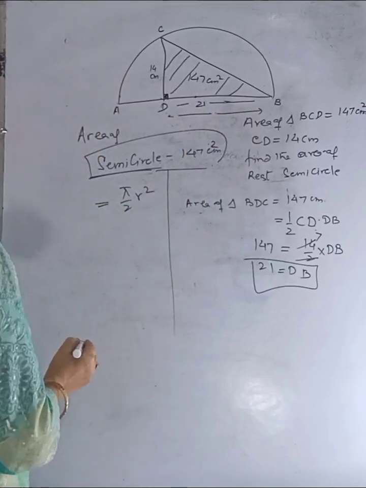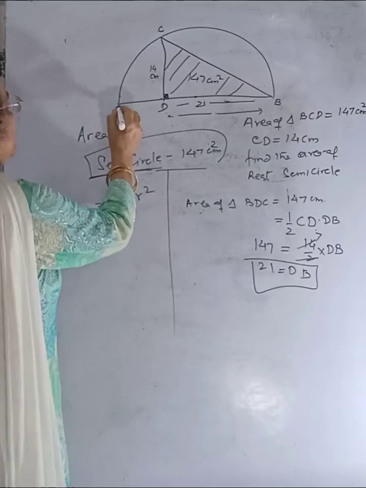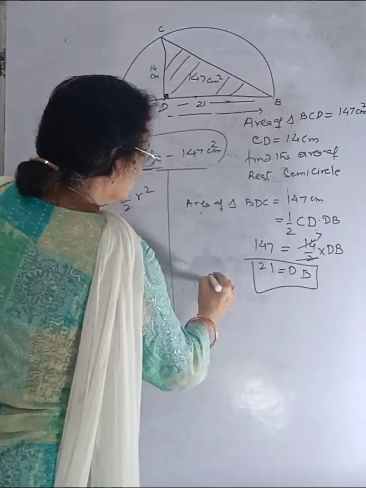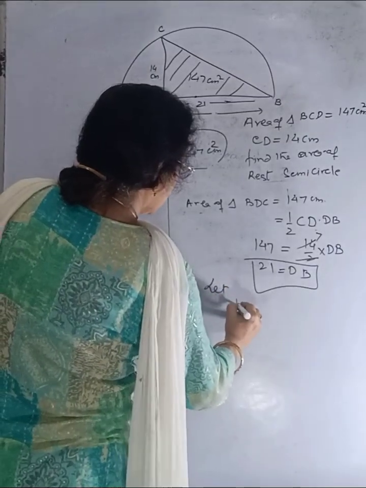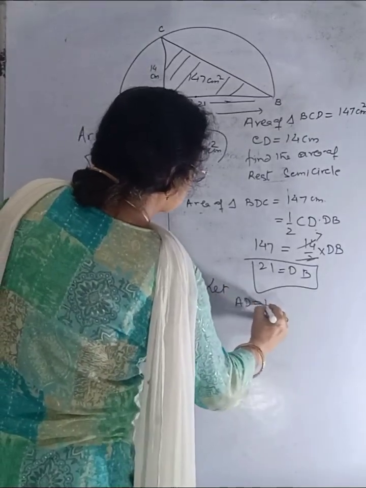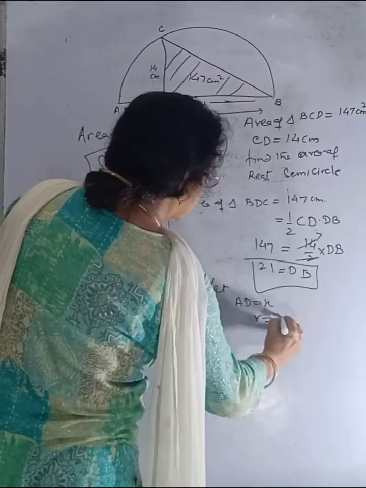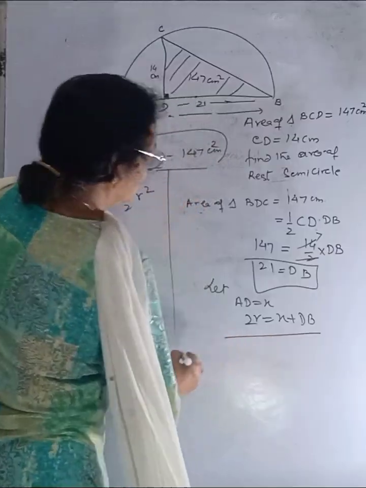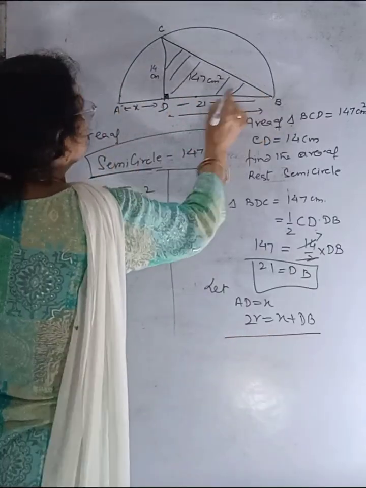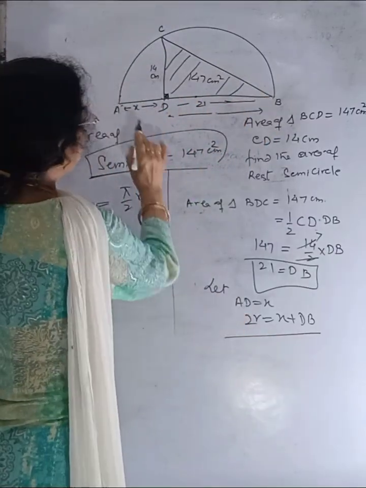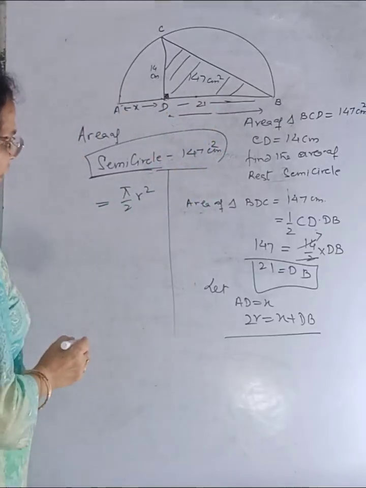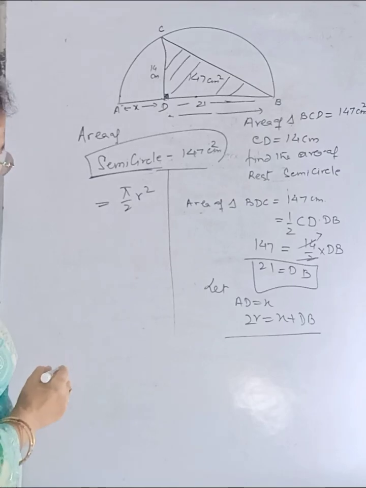Okay. Now the remaining portion, let us suppose AD is equal to x. It means 2R will be equal to x plus DB. If R is the radius, then 2 times the radius will be equal to x plus this. Now we have to find R. How can we find it?